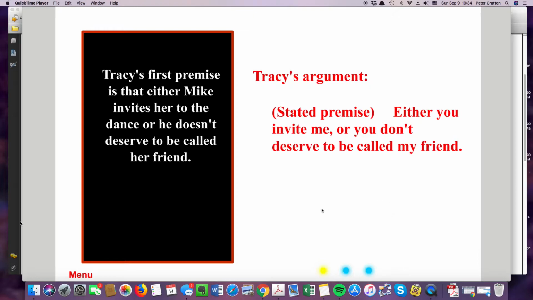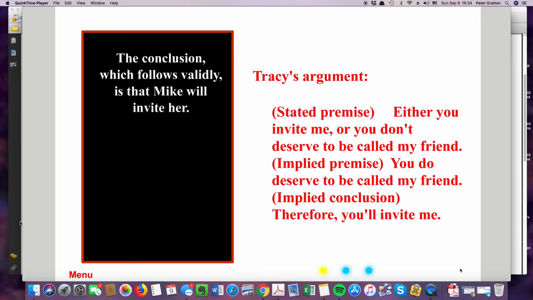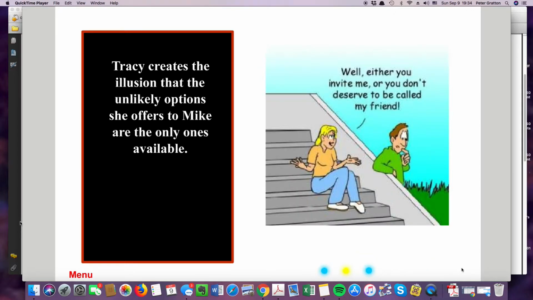So Tracy's first premise is that either Mike invites her to the dance or he doesn't deserve to be called a friend. That's the stated premise. The implied premise is you do this in order to deserve to be called the friend. Right? The conclusion which follows validly is that Mike will invite her. Tracy creates then the illusion, the unlikely options that she offers to Mike are the only available ones. That's the whole point of a false dichotomy. These are not the only options on the table, right?